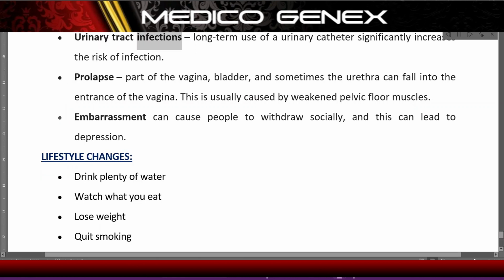Urinary tract infections. Long-term use of a urinary catheter significantly increases the risk of infection. Prolapse. Part of the vagina, bladder, and sometimes the urethra can fall into the entrance of the vagina. This is usually caused by weakened pelvic floor muscles. Embarrassment can cause people to withdraw socially, and this can lead to depression.